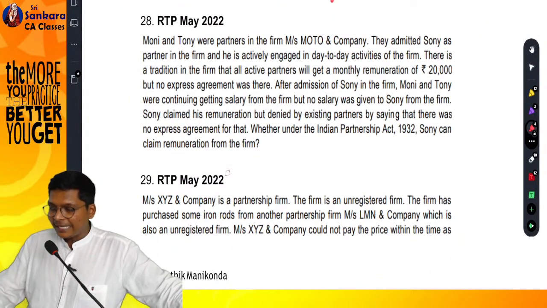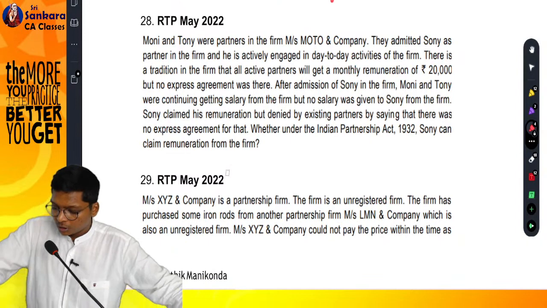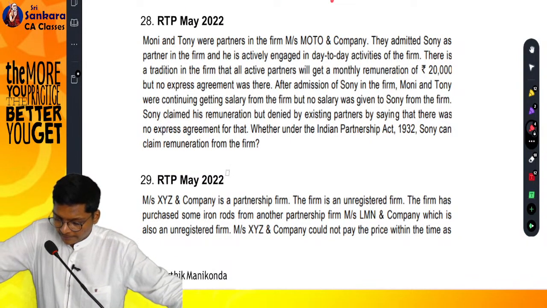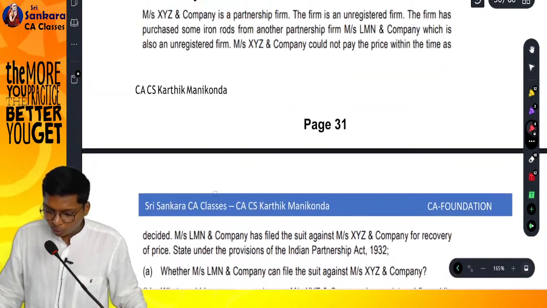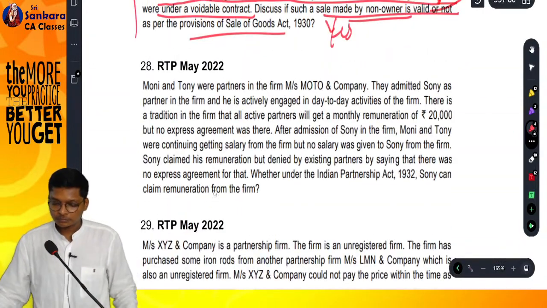Do 28 and 29, guys. Take a minute's time. Go through both. Think of the answer. Sorry, 29 you cannot do. Just do 28. Do 28.